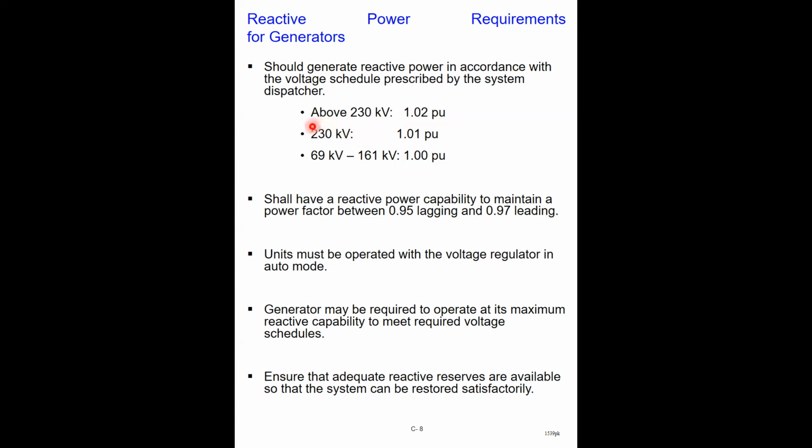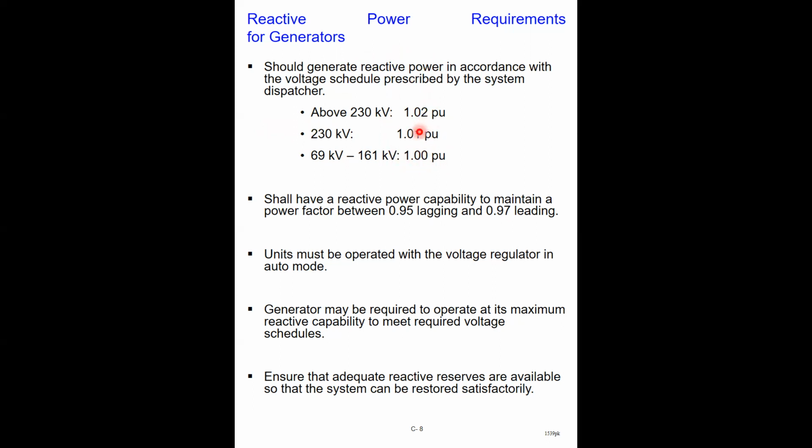And then if you have a bus up to 230 kV where you have the generator connected, then you should control your reactive power so as to get 1.01 per unit. And if in case you have your generator connected to this range of the bus voltage, then you control your reactive power on the generator to maintain the voltage at 1 per unit.